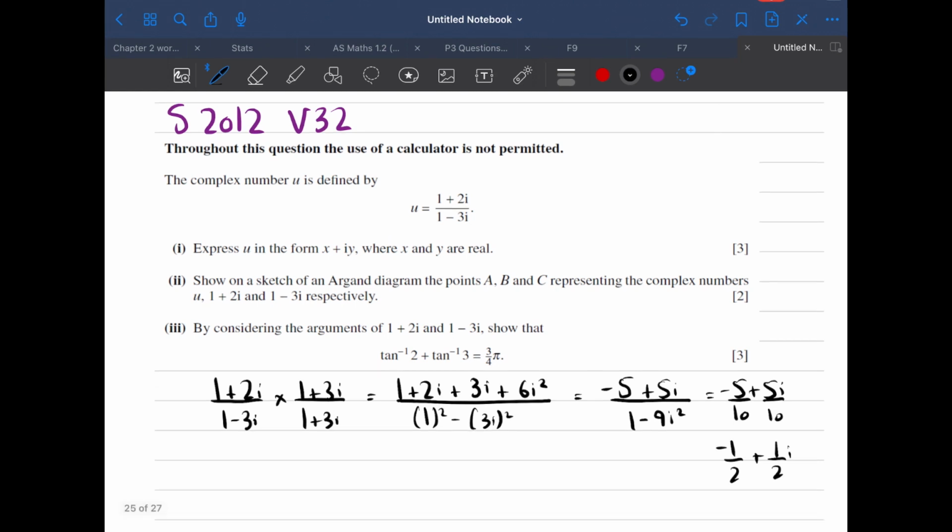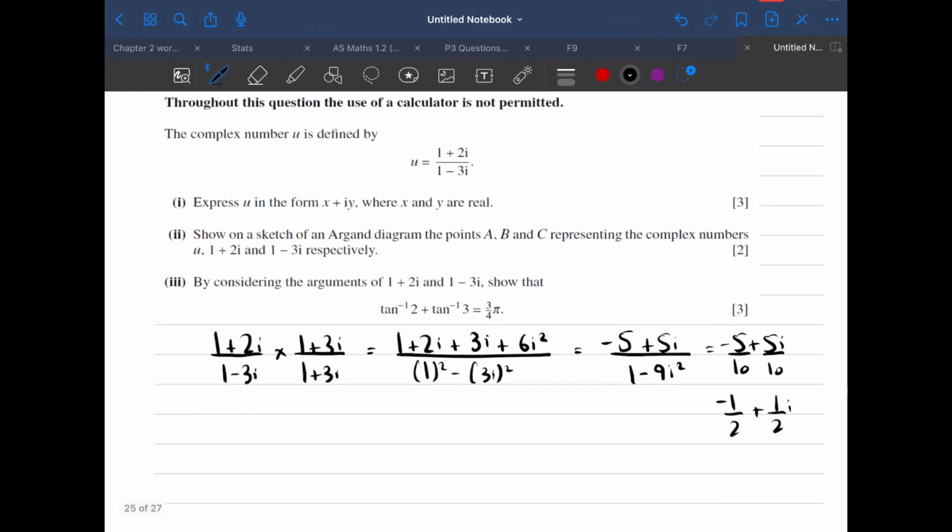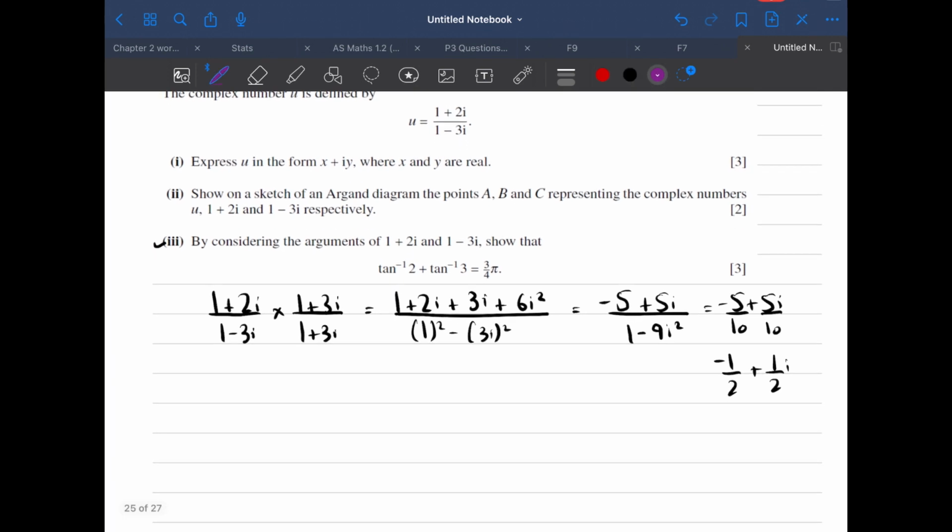Do you get this? Now you have already found the answer of this. I'm doing part 3 now. So let's first find the argument of the answer. How will you find that? It's going to be minus 1 upon 2 lying here and 1 upon 2. That means lying here. That means this is my argument because that's the smallest angle.